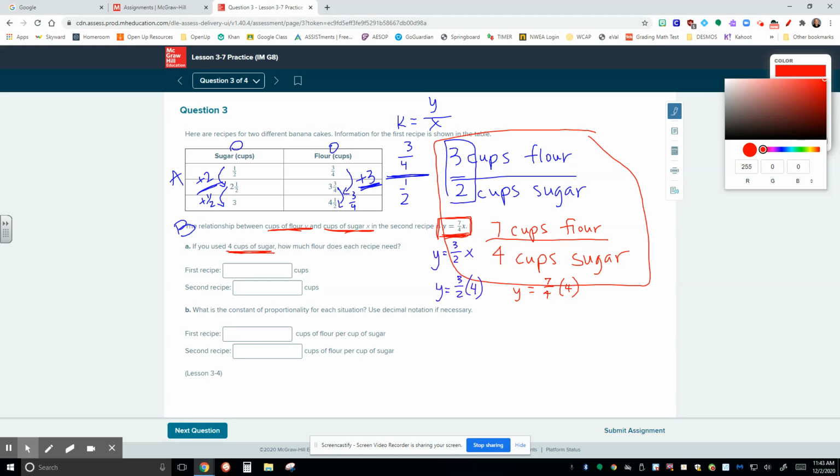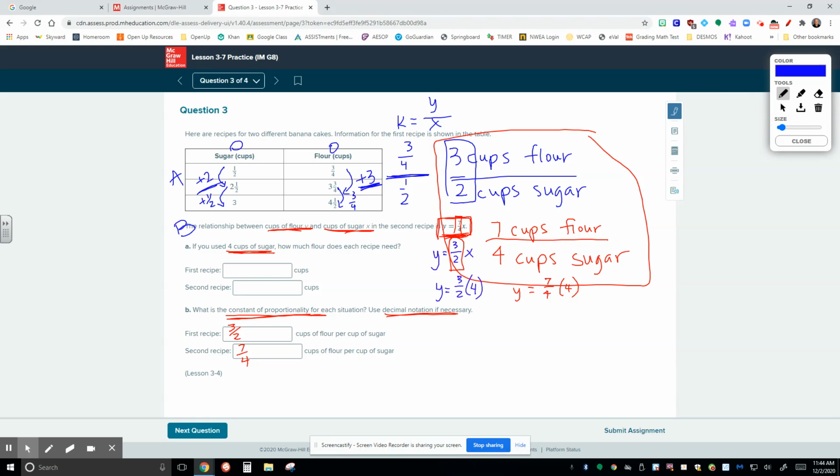So when we talk about the constant of proportionality for each situation, use decimal notation if necessary. That means they want a decimal answer right here. Well, the constant of proportionality, we already found that. That's y over x, the fraction that's inside each equation. So the first recipe on top, for A, is 3/2. Don't write 3/2 there because we want decimal notation. Change that to a decimal. Second one, 7/4, change it to a decimal.